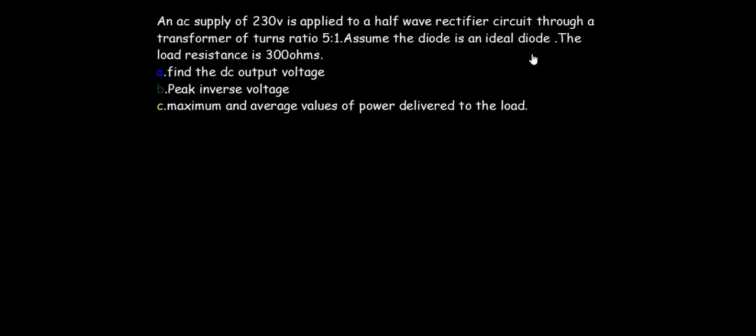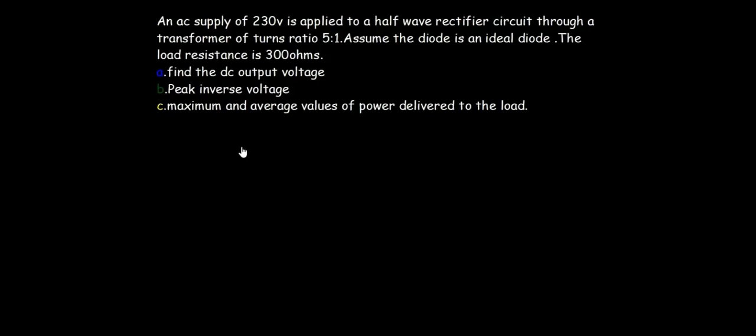So in this video, we are going to solve this question I have on the screen here, which says that an AC supply of 230 volts is applied to a half-wave rectifier circuit through a transformer of ratio 5:1. Assume the diode is an ideal diode, and the load resistance is given to be 300 ohms. First of all, we should find A, the DC output voltage, B, the peak inverse voltage, and C, the maximum and then average values of power delivered to the load.